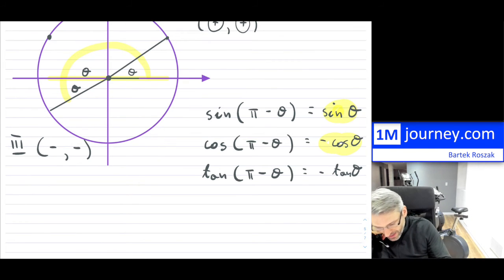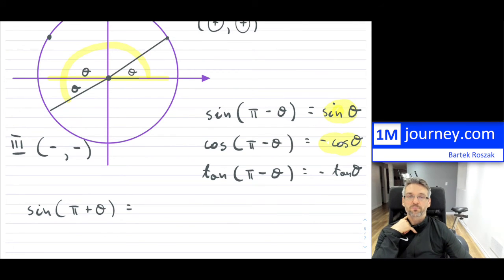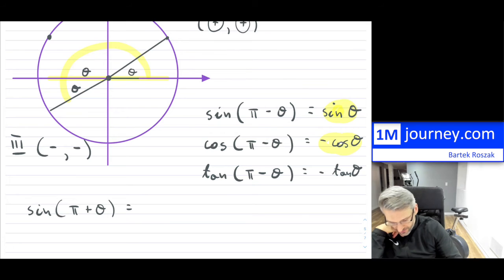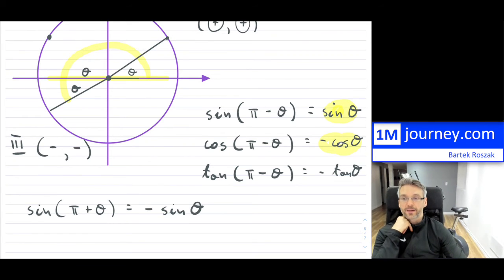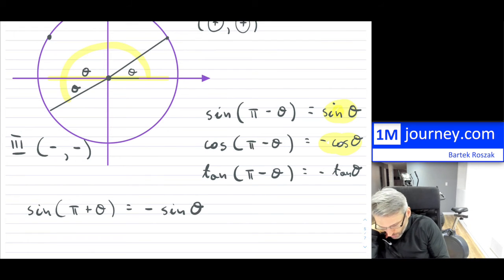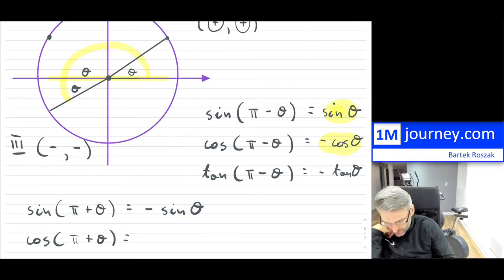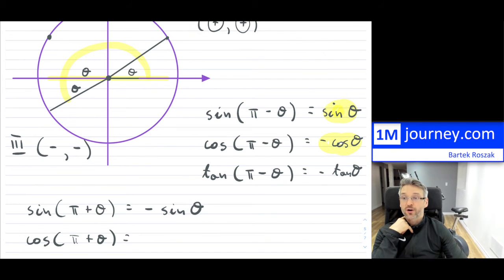So if I want to compare here and ask, what is sine? Notice that the angle is going to be pi plus theta. What is that going to be equivalent to if I compare it to the first quadrant? Well, in this case, notice that the sine is actually negative, right? So this is going to be equivalent to negative sine of theta. And now for the cos, if you take cos of pi plus theta, well, the cos is also negative.